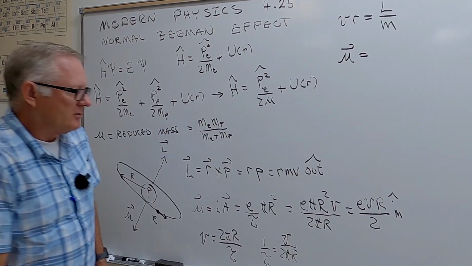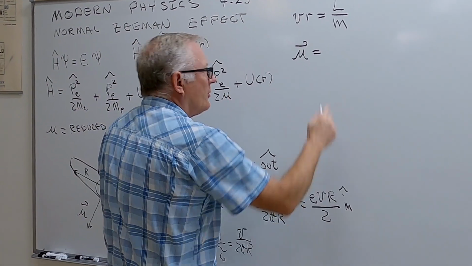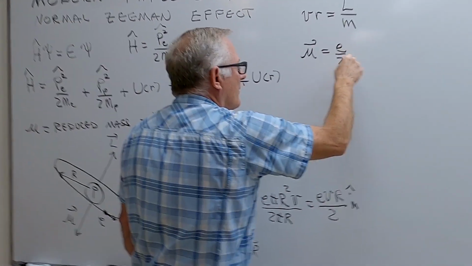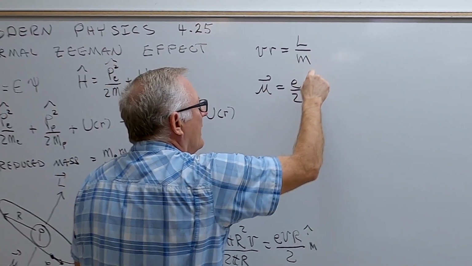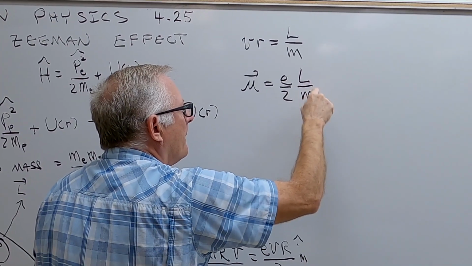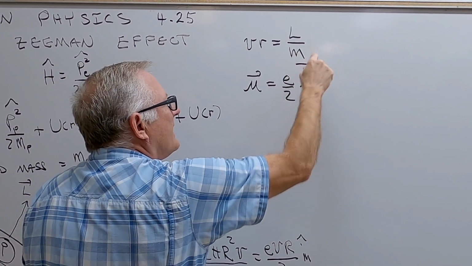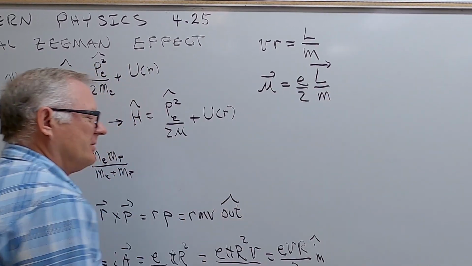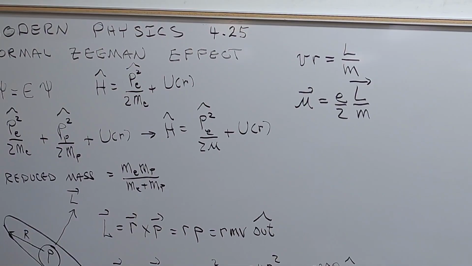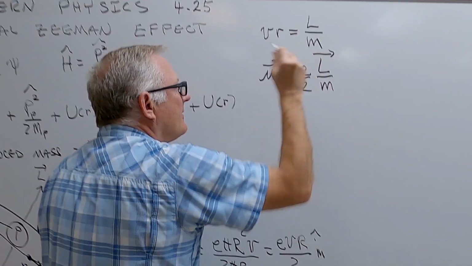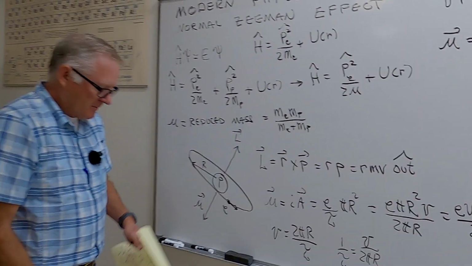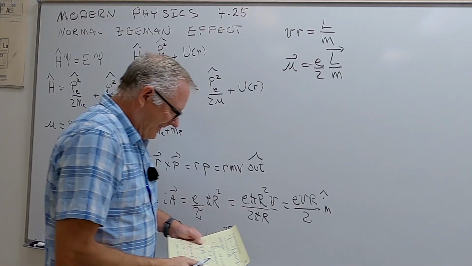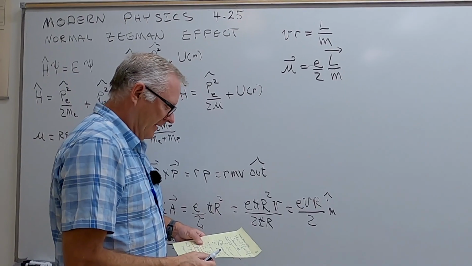So we get mu, which is equal to e over 2 VR, which is L over M. And we said these two are in opposite directions. Since one was defined as out and one's defined as in, I guess I need to put a minus there to handle the opposite directions. So there is what the mu is right here.